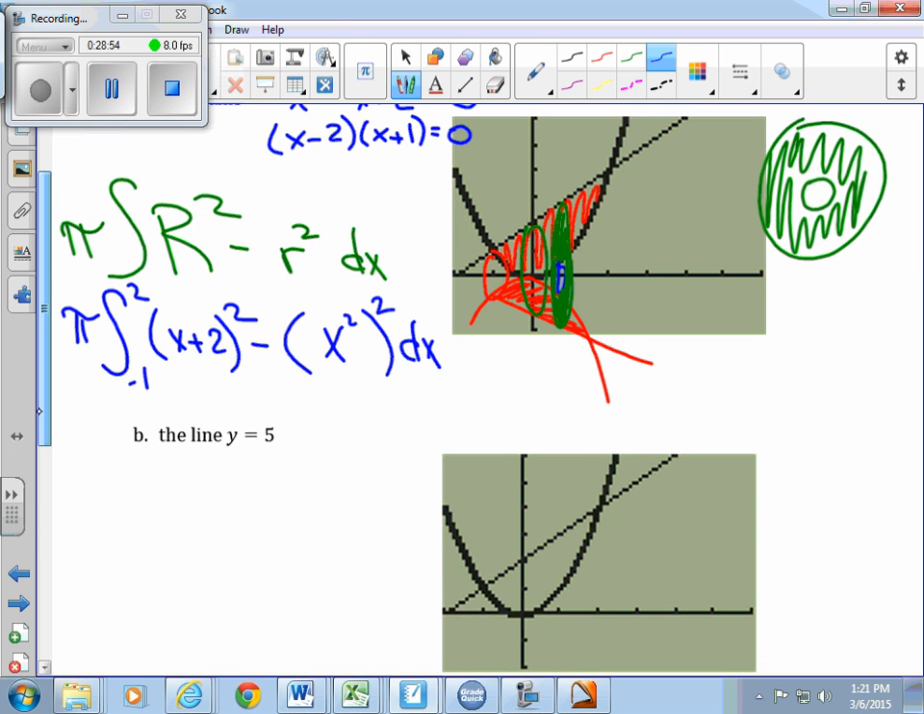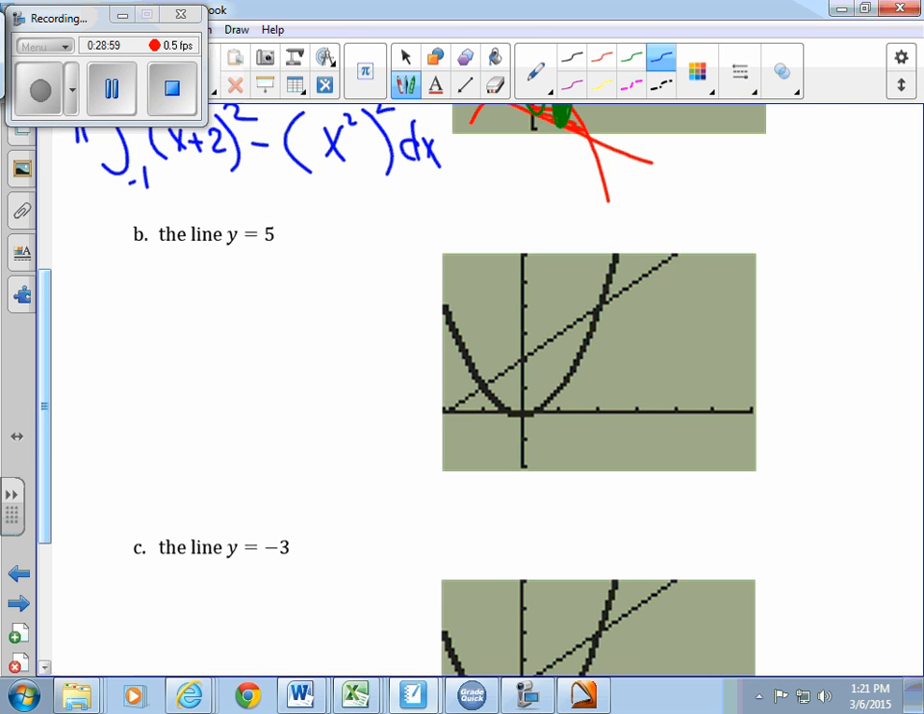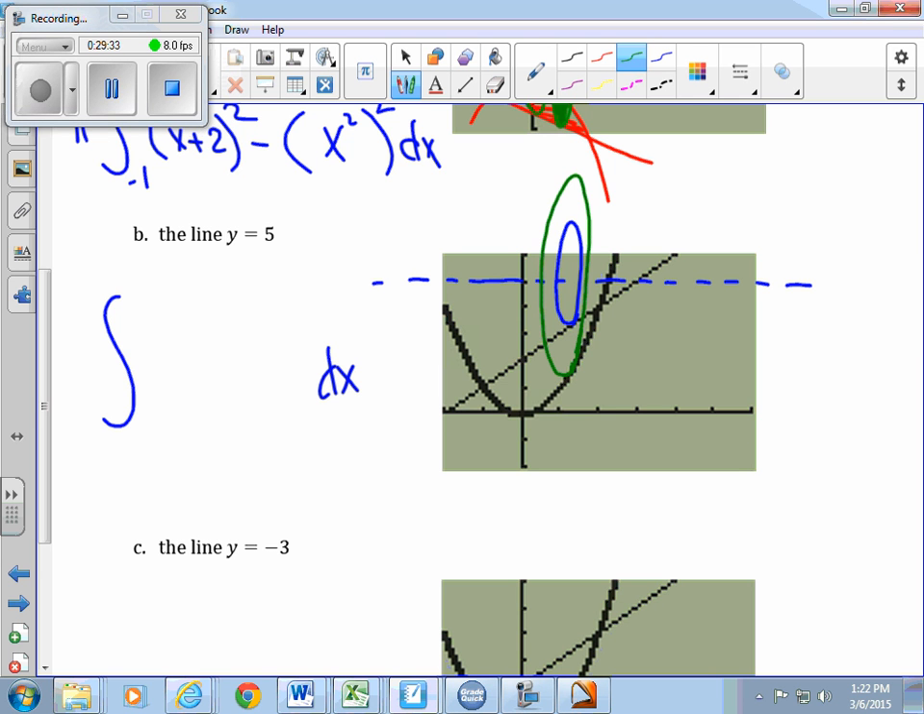Okay, the second one. We're revolving around the line y equals 5. Still horizontal, right? Very similar to the x-axis, still horizontal. So mental note that. So I'm taking this region and I'm revolving it around that line. So I get an inner circle here and an outer circle here.